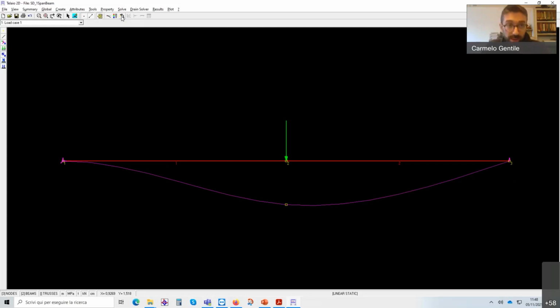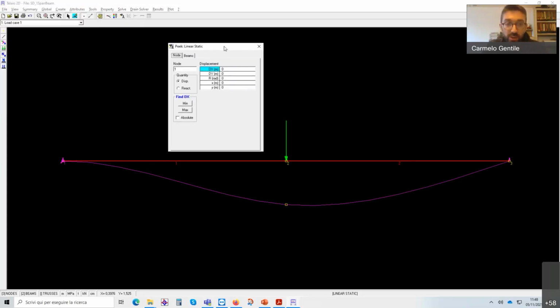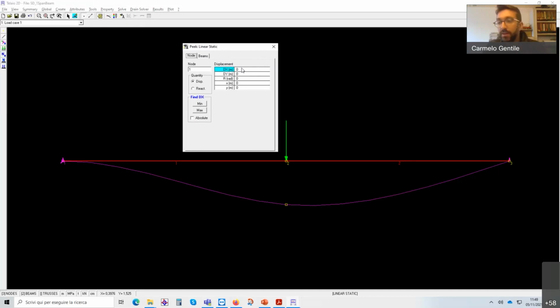Then there is this last option, the pick command, which is very useful and allows us to find values of the reactions and of the displacements in any point of the structure. So for example, in the node 1, in the node 2, in the node 3, and so on. If we go on node 1 and we look for the displacement or reactions, in node 1 we have a fully constrained restraint. So all the displacements are obviously equal to 0.